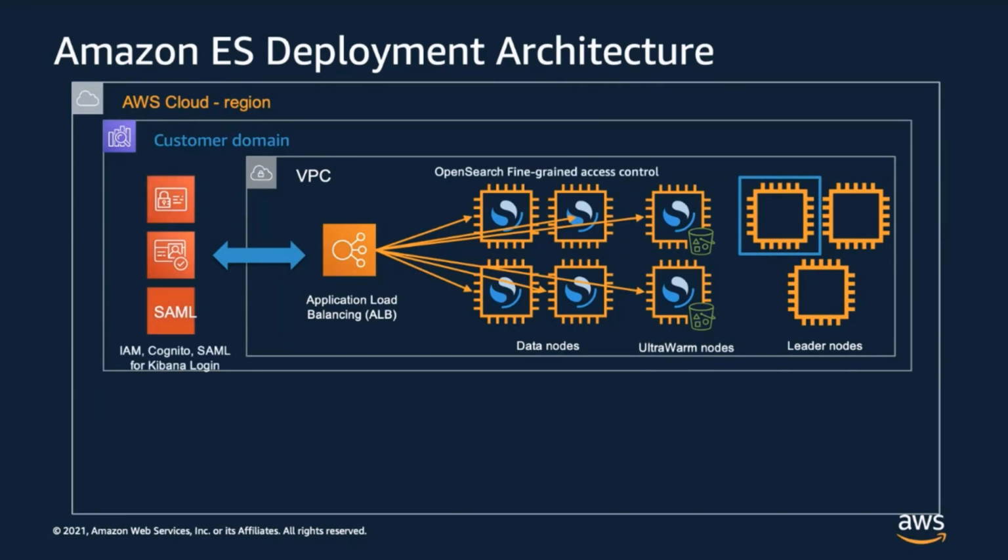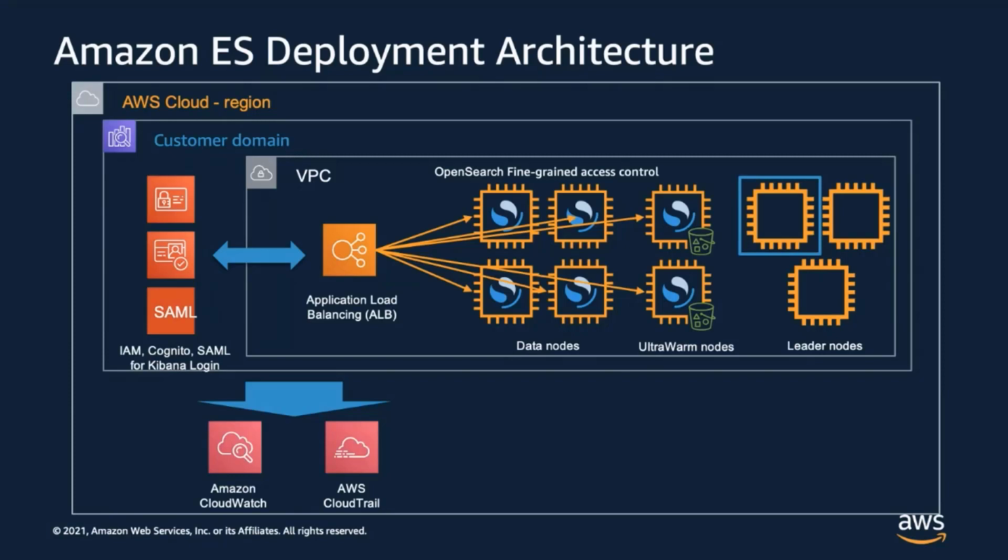On the security side, we also provide integrations for Kibana that provide you login and the ability to authenticate as a particular identity that you're going to use within Amazon Elasticsearch service to build roles that provide that fine-grained access control. So we integrate with Cognito, with AWS Identity and Access Management, IAM, and we also integrate with SAML providers for your Kibana login.